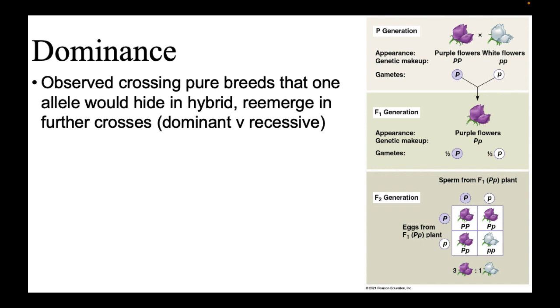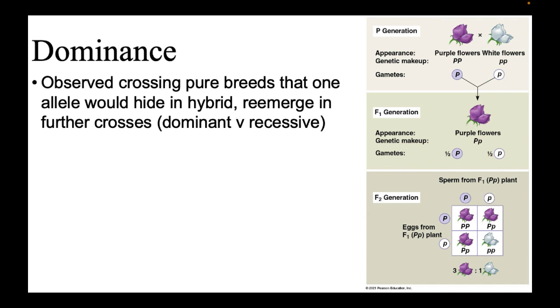That meant that the white coloration is hiding inside of the F1. It's hidden in there. That allele that made the white coloration hides behind the allele that makes the purple color. We call that a dominant recessive relationship, where if you have a combination of purple and white for your genotype, the purple stands in front of the white. Well, that's an aggressive move, a dominant move. So we call that allele the dominant allele. And the one that hides is called the recessive allele. It does not disappear, it just hides. But in a future generation, it can reemerge.